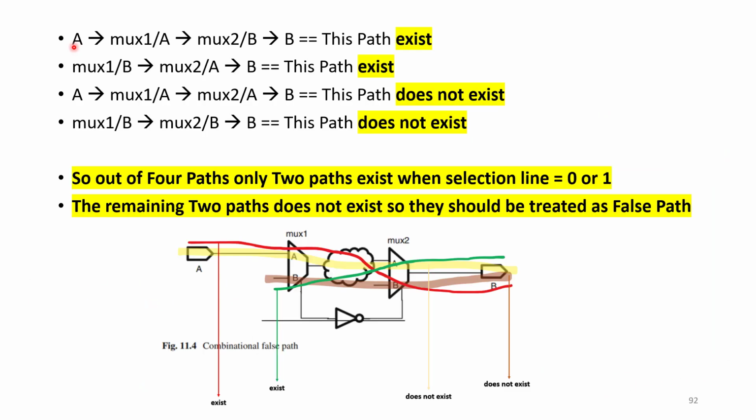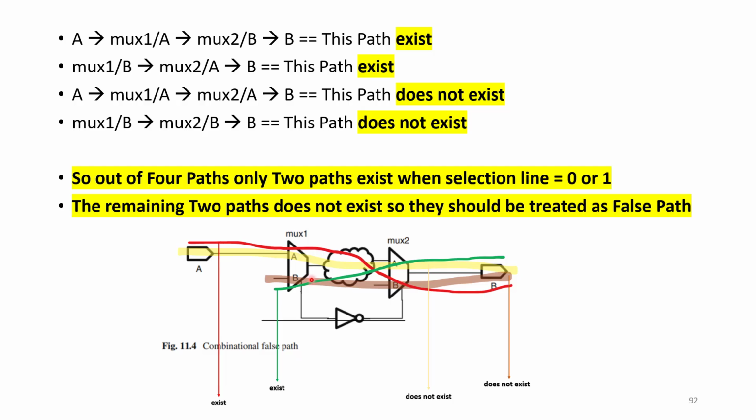So from port A through mux 1A through mux 2B it is going to B. So this path exists. And one more thing, mux 1B through mux 2A through B, this path exists. Whereas these two paths do not exist. So out of the four paths, only two paths exist. When selection line is equal to 0, this red colored one exists, and when selection line is equal to 1, this green colored one exists. The remaining two paths do not exist, so they should be treated as false paths.